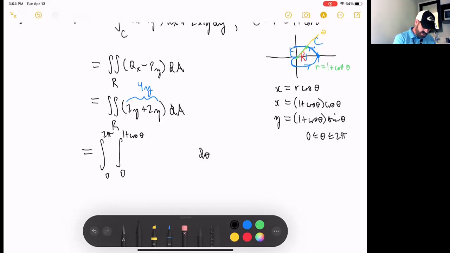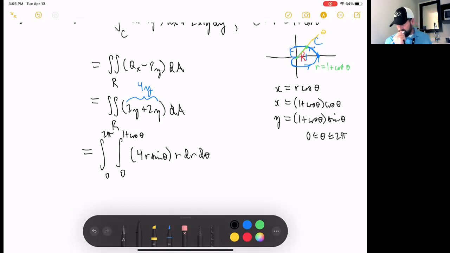Okay, so that's dr. Now remember, when you convert to polar coordinates, it's r dr d theta, yes? And what does 4y become? Well, it's going to be 4, okay, what is y? What is y in the polar coordinates? Well, y is r sine of theta.